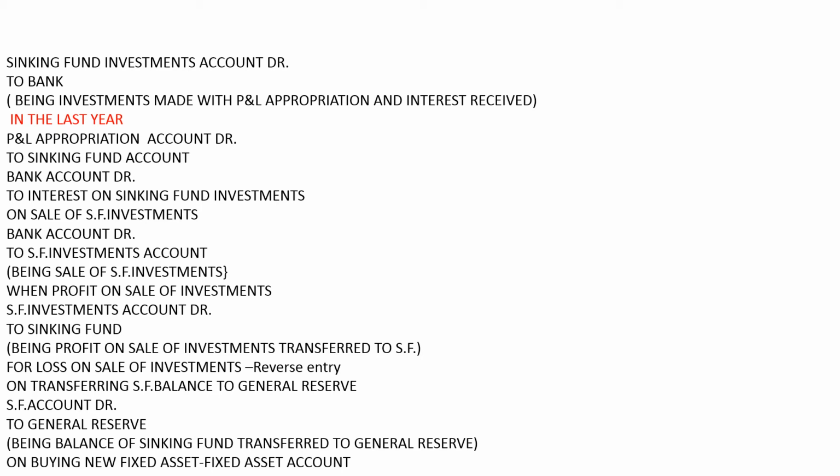Sinking fund investments account debit to bank, being investments made with profit and loss preparation account and interest received. In the last year, profit and loss preparation account debit to sinking fund account, amount transferred from profit and loss preparation to sinking fund account. Then next is bank account debit to interest on sinking fund investments account, for receiving interest.